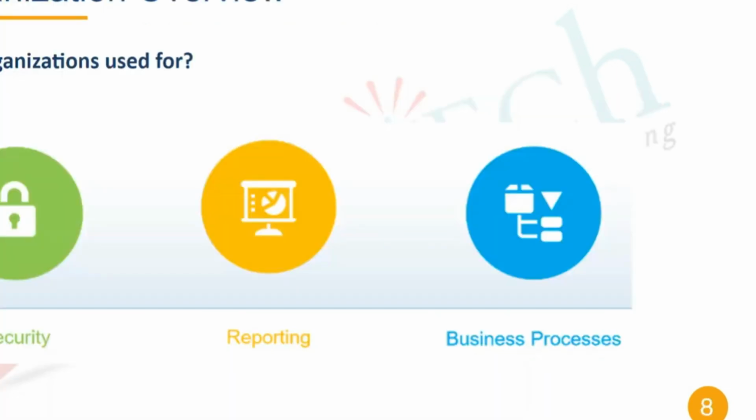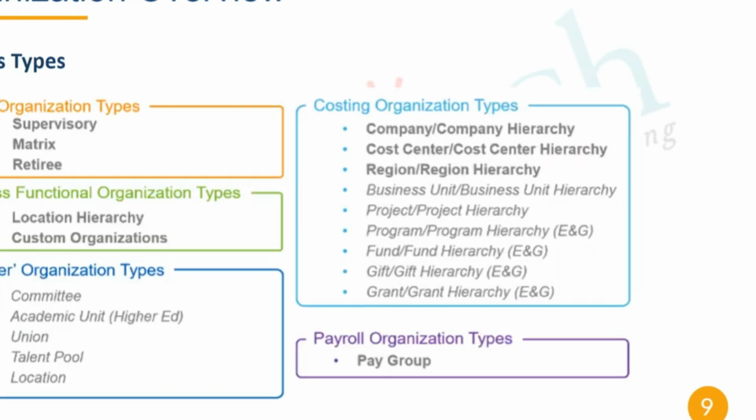Now let's look at some specifics around the organization overview. Organizations are used for modeling business structures like departments, locations, projects, security and access control through organization-based security policies, assigning work and responsibilities through organization-specific roles and positions, reporting and analytics at the organization level. Some common organization types in Workday include supervisory, for modeling management hierarchies, company, for enterprise-wide representation, cost center, for tracking shared costs, region, for grouping by geographic region.